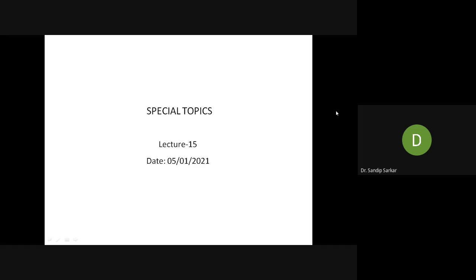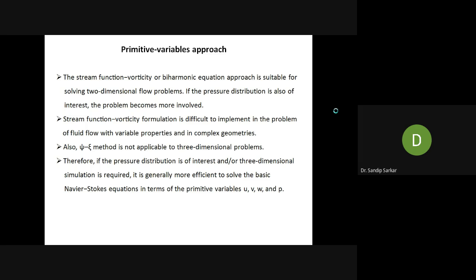So, under the umbrella of special topics, we shall be learning one of the key methods of computational fluid dynamics, that is called the primitive variable method. Primitive variables method, or you can call it primitive variables approach. So why do we require this approach? That is one of the important questions that one should ask.